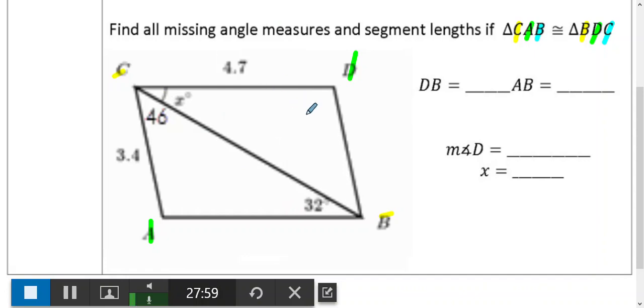So DB, between the green and the yellow, would be the value between the green and the yellow, which is 3.4. And AB is between green and yellow, and we have between green and yellow 4.7.